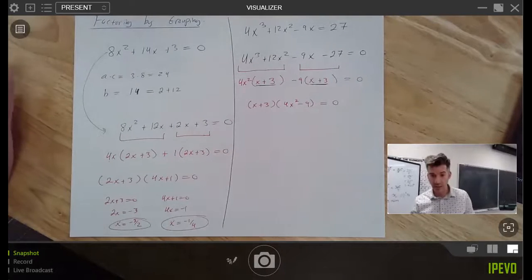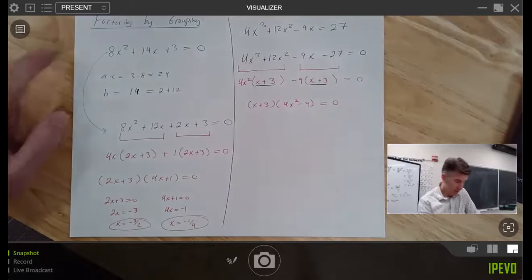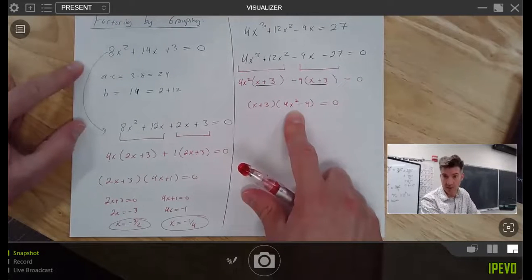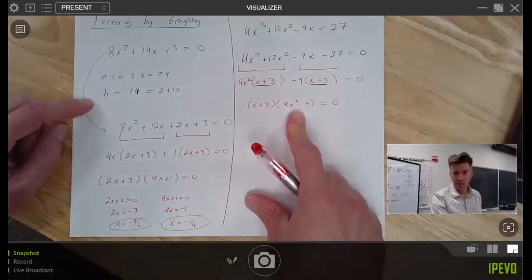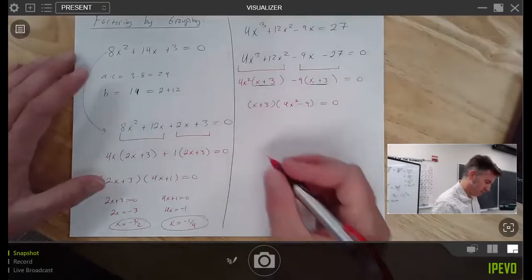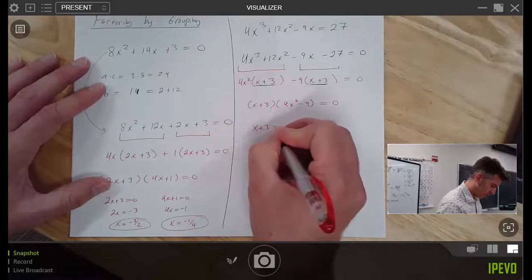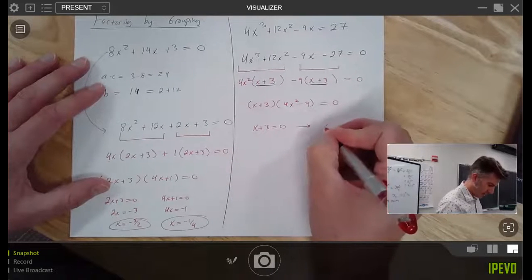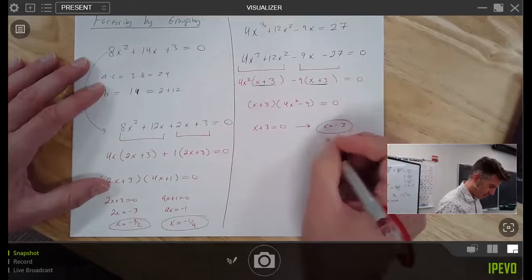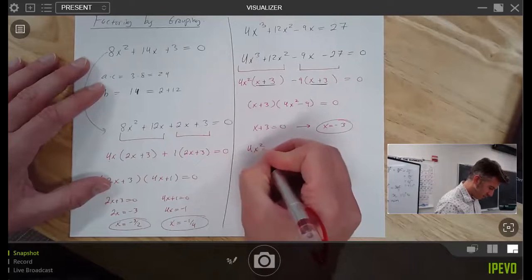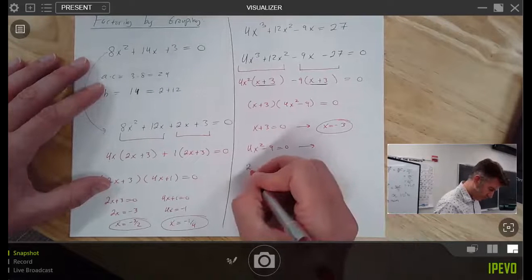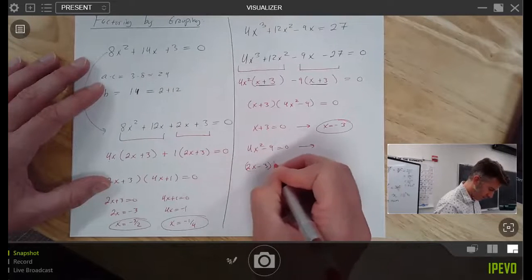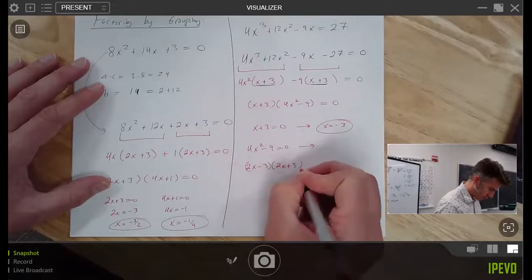Now, interestingly, we can continue to factor. This quadratic certainly does factor. It factors as 2x minus 3 times 2x plus 3. But you don't have to do that. You can just say, I want to say x plus 3 equals 0. Great. I get x equal to -3. And then I can say 4x squared minus 9 equal to 0. And then I can factor that: 2x minus 3 times 2x plus 3.